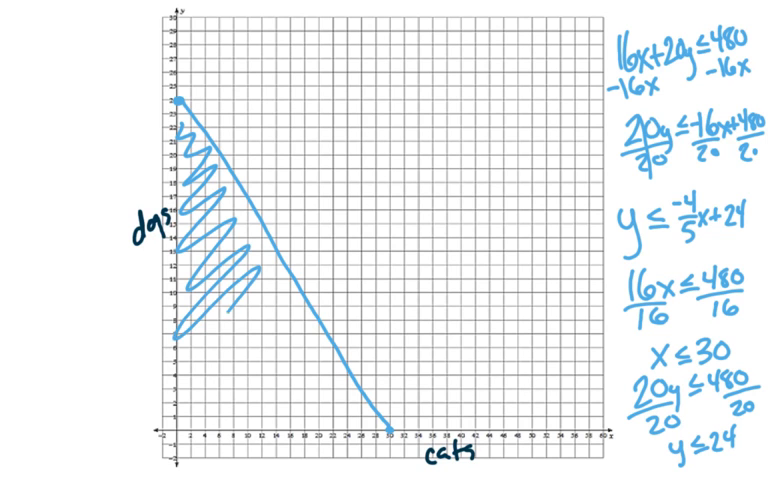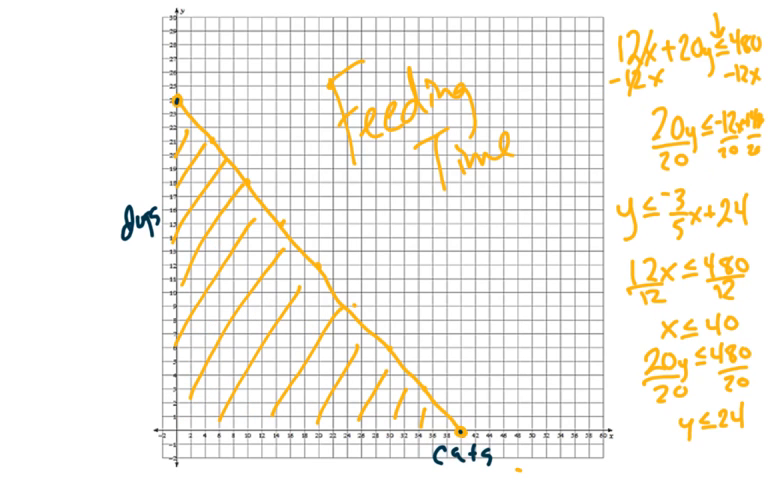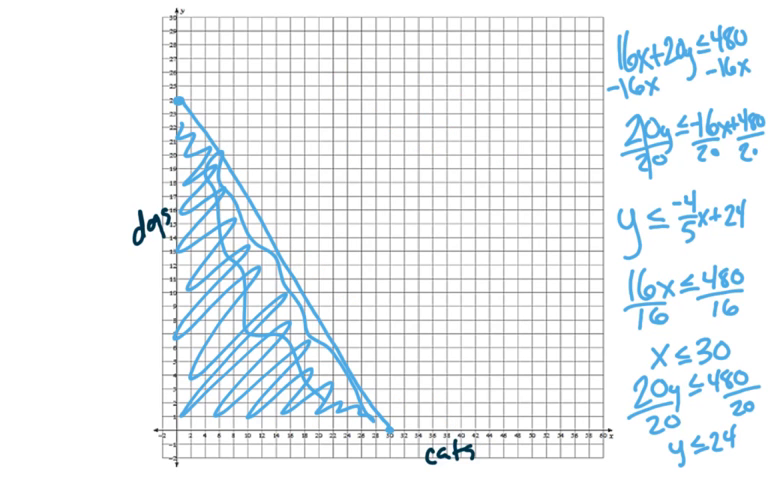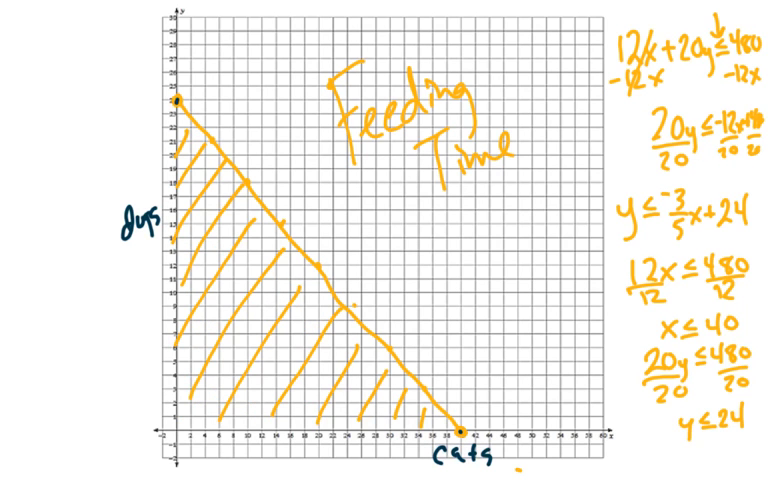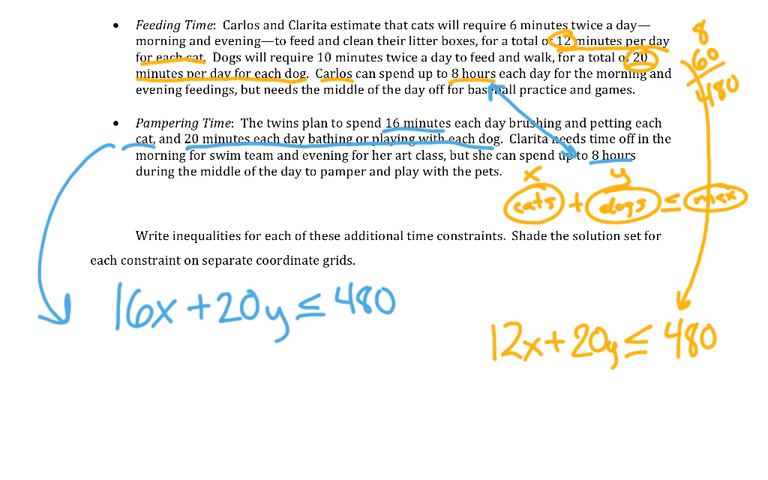Then I could just sketch my line and remember that they don't have to use up all the time. If they have fewer dogs and fewer cats, that would be represented by the shaded area. Now we've got both of them graphed and we can take a look. They look pretty similar, don't they? But if we graphed them on the same page, we would realize that they do look slightly different. All right, guys, that's all we had to do for that one, so there we go.